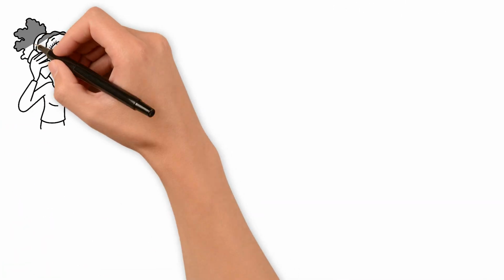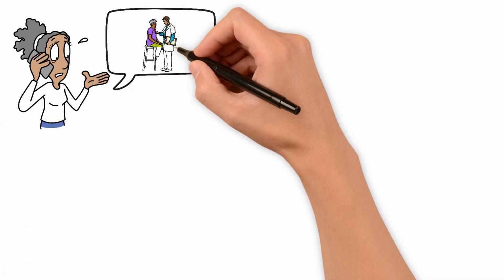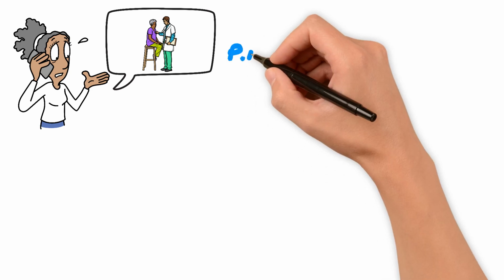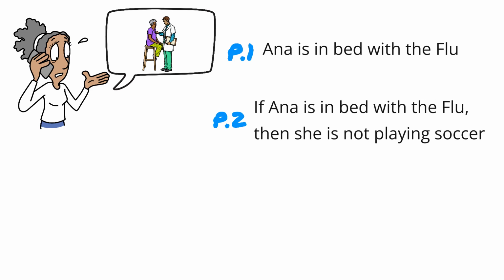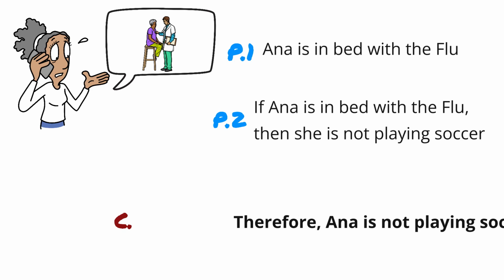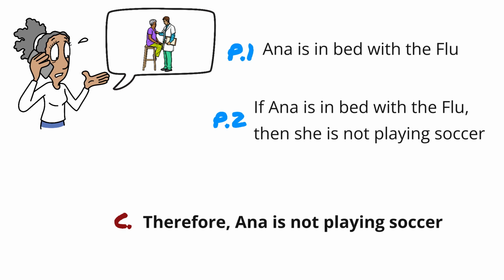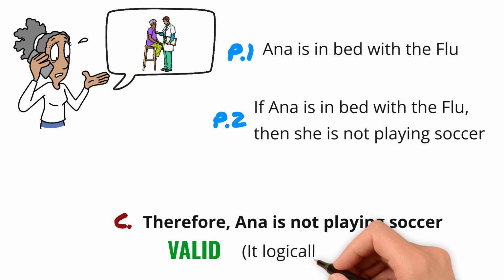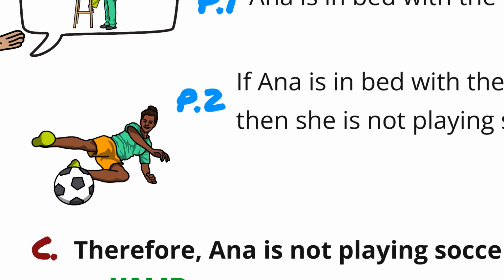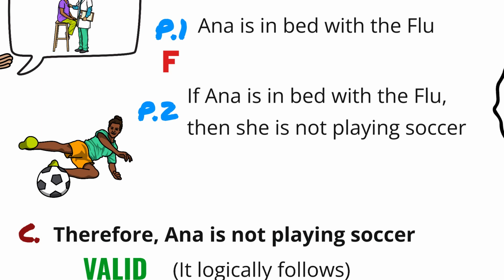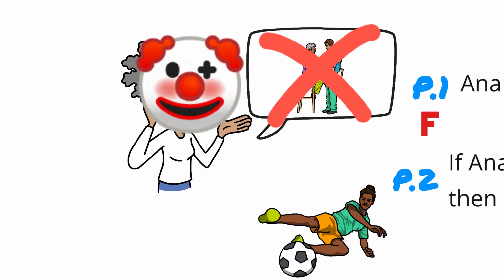Imagine Anna calls her boss and says she's sick with the flu. From that, her boss could reason. Premise 1. Anna is in bed with the flu. Premise 2. If Anna is in bed with the flu, then she's not playing soccer. Conclusion. Therefore, Anna is not playing soccer. This argument is valid. Its conclusion follows logically from its premises. Then, if the boss later sees Anna playing soccer, she'll realize the first premise was false. That's how validity helps us detect falsehoods.